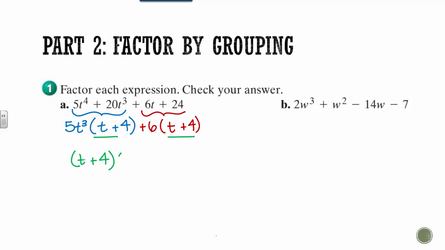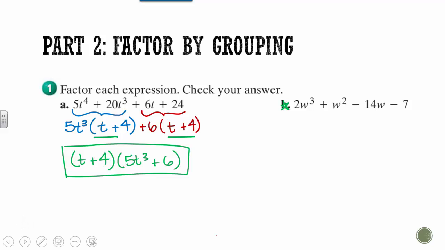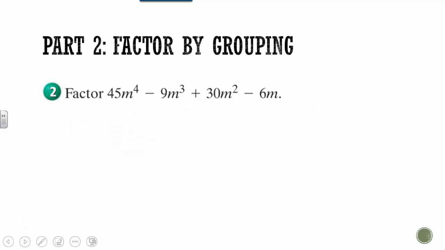And then what's left over? 5t cubed plus 6. And this right here is the factored version of that. And you can check this because you should know how to distribute this back out. You would have to double distribute, but it should simplify to what you started with. We can do the same thing with this one, but I'm going to leave this one for you to do because this next one is a little different.